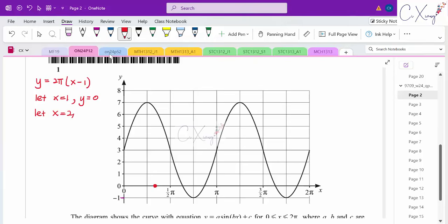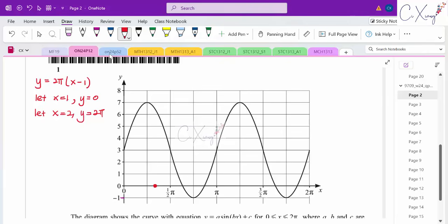x equals to 2, then y, what is the value for y? You substitute 2 inside, you're having 2 pi. y equals to 2 pi. 2 pi means that it will be around 6 point something, but should be less than 7. So it should be 6 point something when x equals to 2. But where's the x equals to 2? So we try to figure out a little bit more.